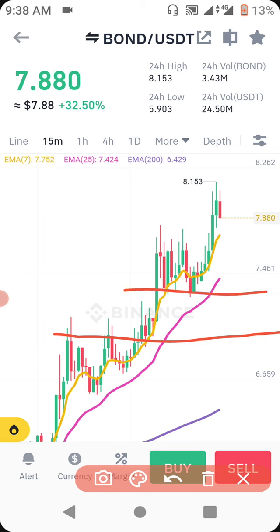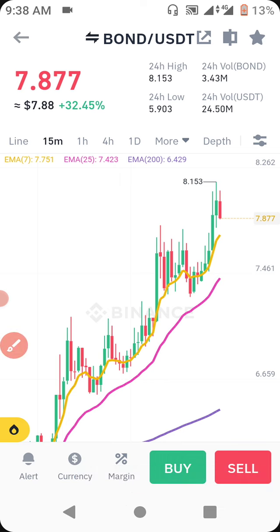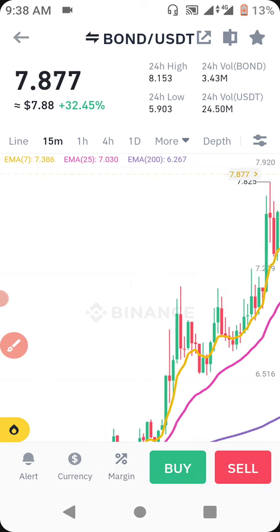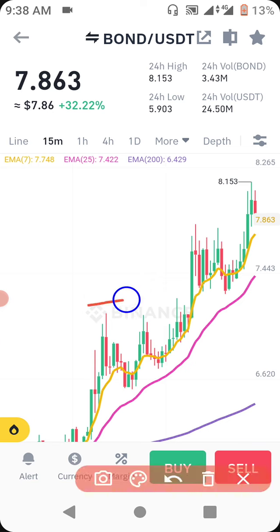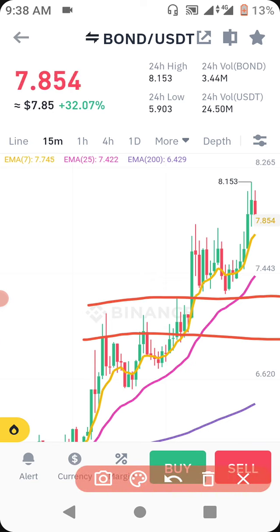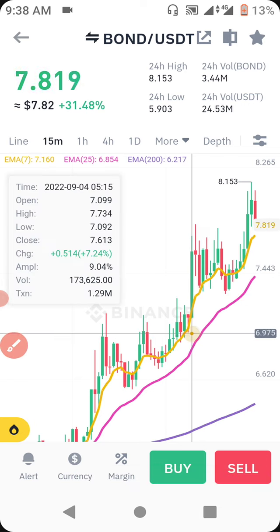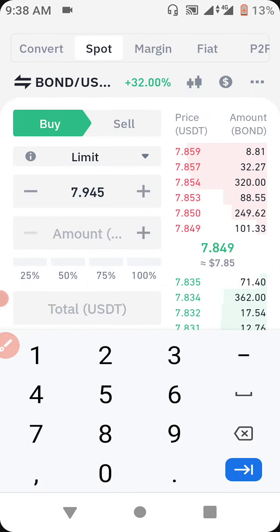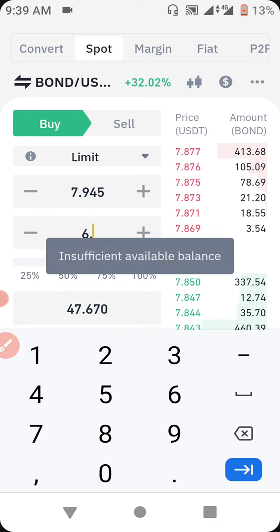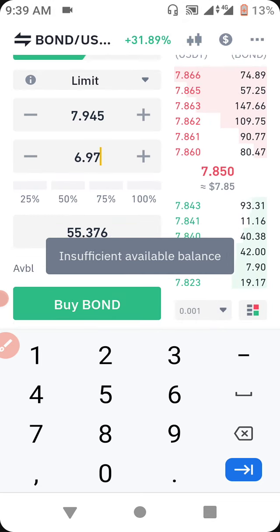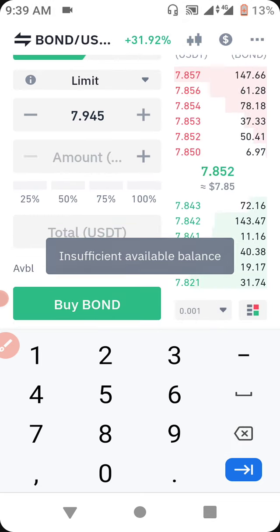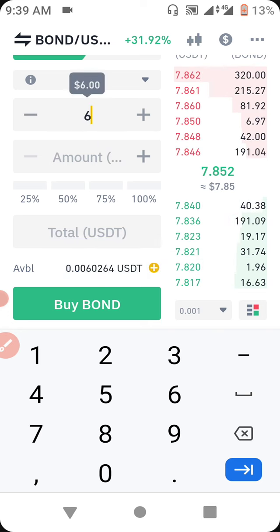Don't buy at the support because it will likely hit here and hit here. So we'll buy lower. So this place is at 6.975. Okay, we can't input 5. Sorry, no. 6.975.